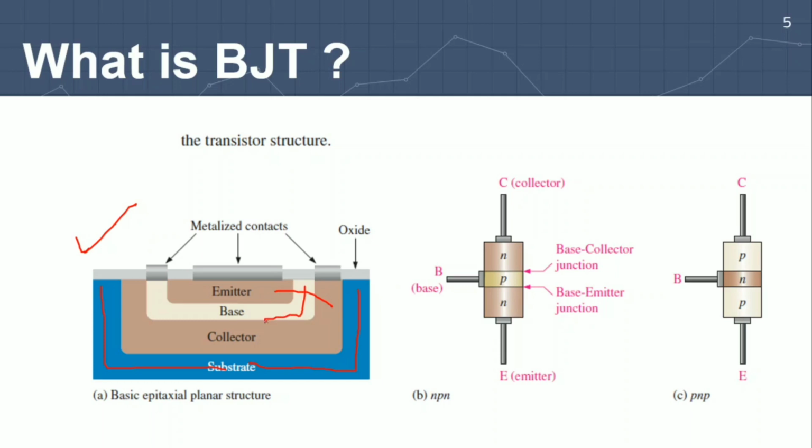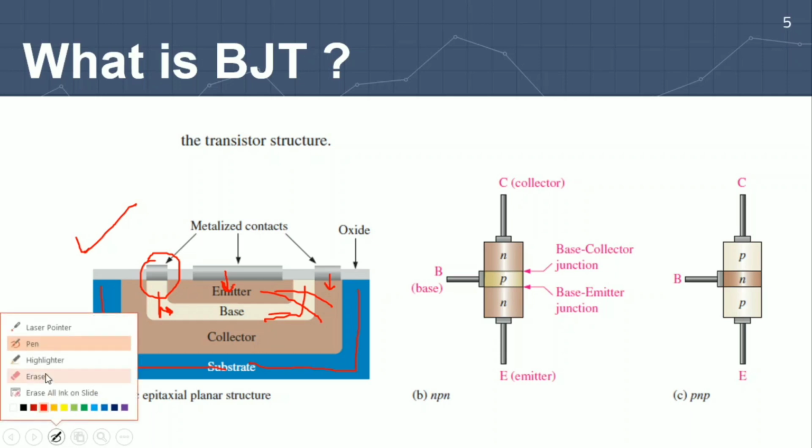The middle region is the base region, which is of a different color. If the emitter and collector are P-type, this will be N-type. If the emitter and collector are N-type, this will be P-type. Now, these are the metal contacts that are provided here. This metal contact connects the base directly, this one connects the emitter, and this one connects the collector.